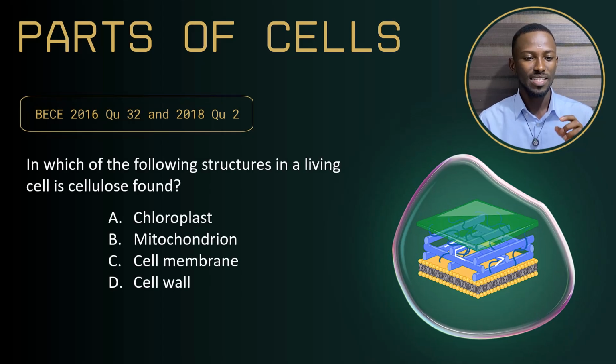And interestingly, in 2016 and 2018, there was a BECE question in relation to cell wall. What question is that? In which of the following structures in a living cell is cellulose found? So if you remember on the earlier slides when we spoke about cell wall, we said cell wall of plants contains what? Cellulose. So basically, that is the answer we're expecting. So the answer for this part is cellulose.